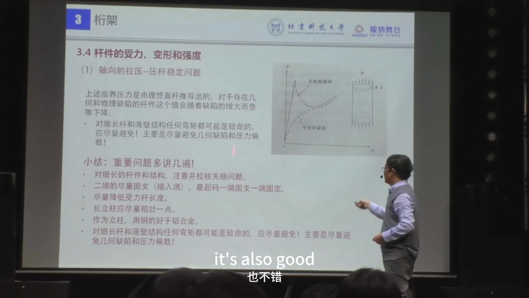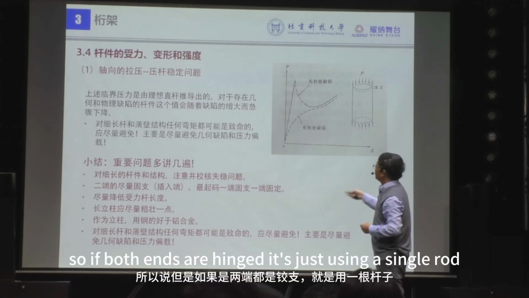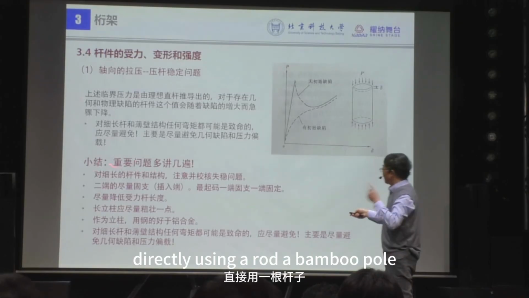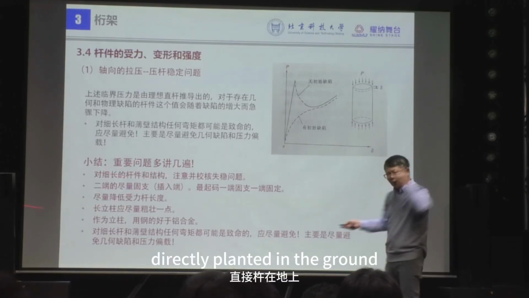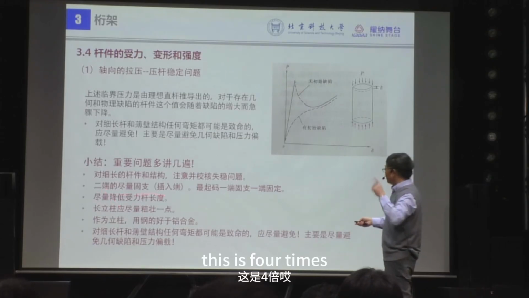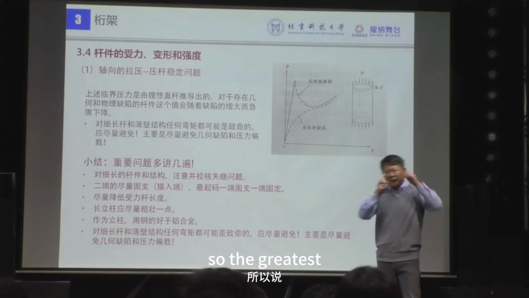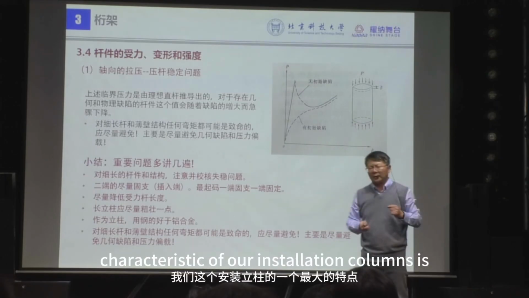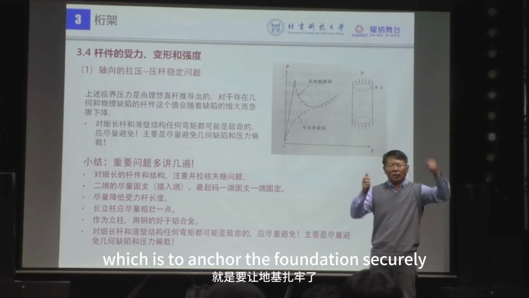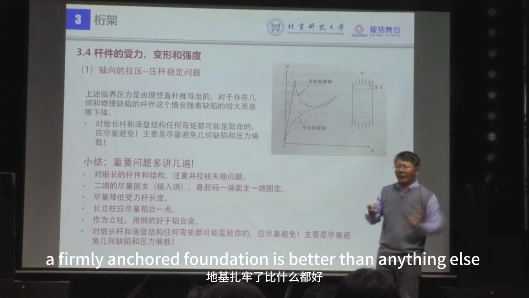It's also good. So if both ends are hinged, it's just using a single rod, like a bamboo pole, directly planted in the ground, and then compressed from above. Let's see how much this is. This is 4 times. So the greatest characteristic of our installation columns is, remember one thing, to anchor the foundation securely. A firmly anchored foundation is better than anything else.